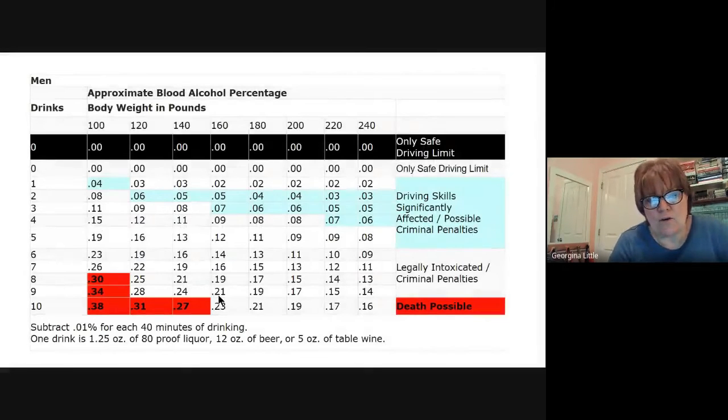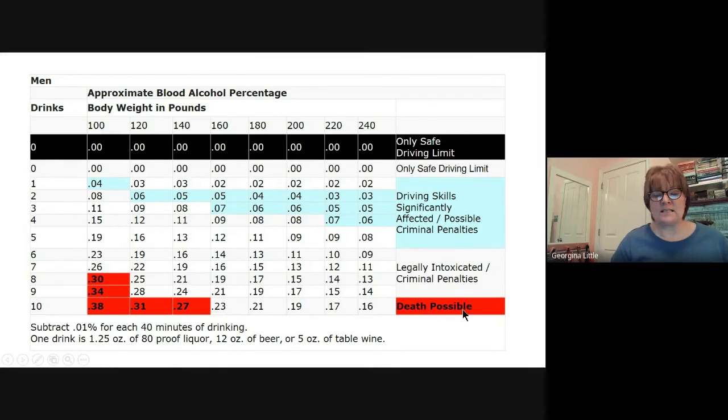As I look here, 150 pounds is between 140 and 160, so halfway between. And as I go down, 10 is 0.27. Now, it was over 30 minutes, but I haven't even burned any off. I need at least 40 minutes to get that burn off rate. So it should be about 0.27.